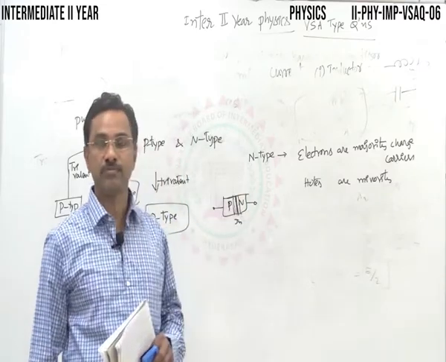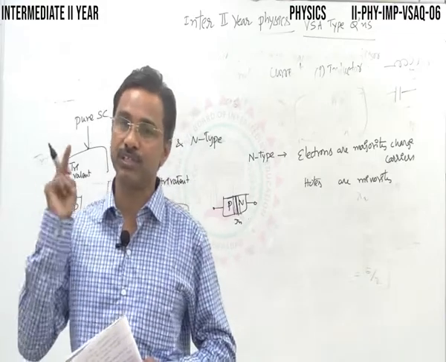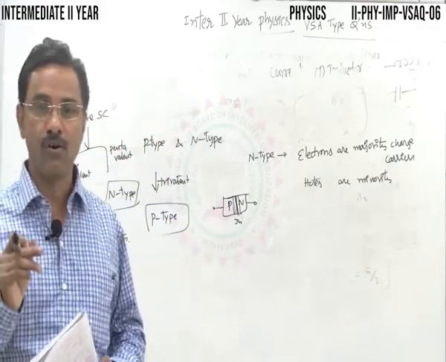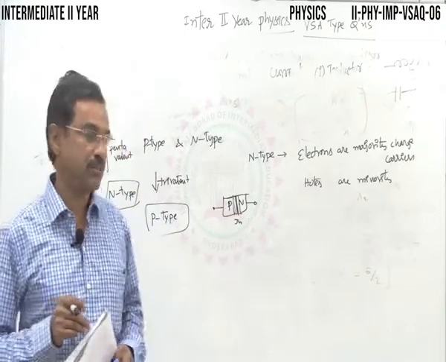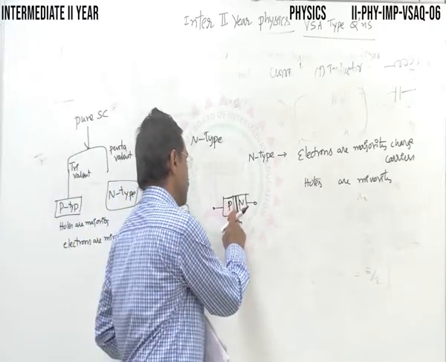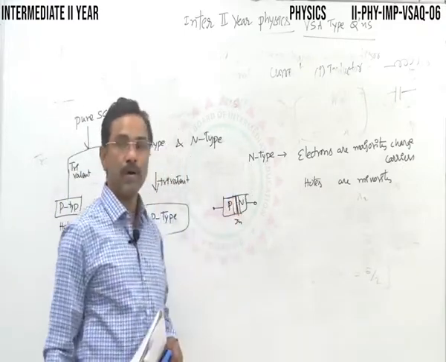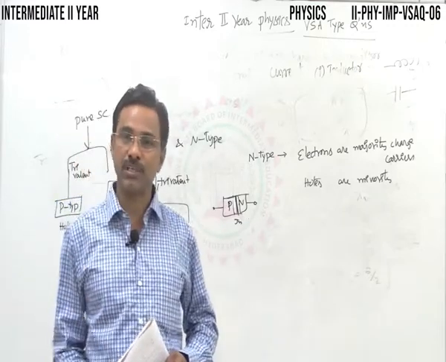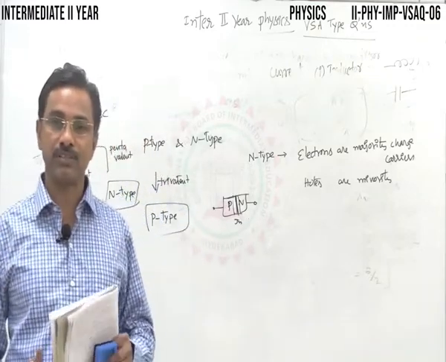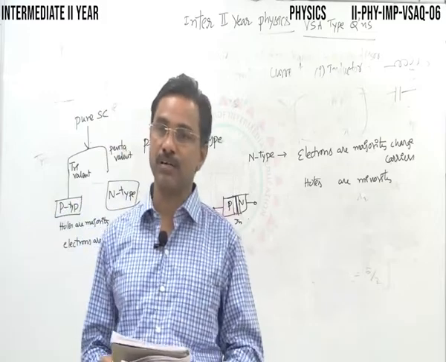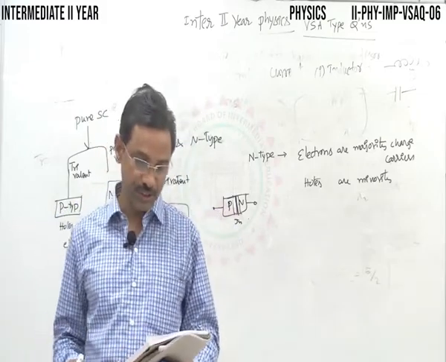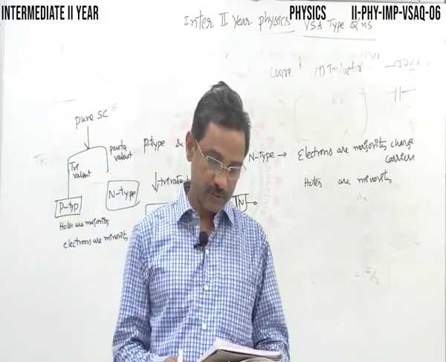So that region around the junction in which mobile charge carriers got neutralized or are missing is called the depletion layer. This is also called the space charge region. It is a small region around a junction in which mobile charge carriers are missing or got neutralized. This region is called the depletion layer or space charge region.